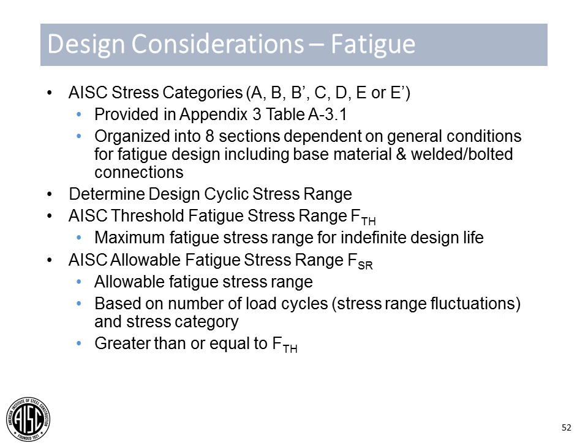Within Appendix 3 of the AISC specification, Table A 3.1 breaks different components of a system into eight different sections, depending on exactly where you're looking at in the system. The designer would determine the design cyclic stress range, which we defined earlier. And then AISC specifies for these different areas within a system what the threshold fatigue stress range F sub TH is. If your design cyclic stress range is above that threshold, then you need to make sure that your cyclic stress range is below the allowable fatigue stress range F sub SR.